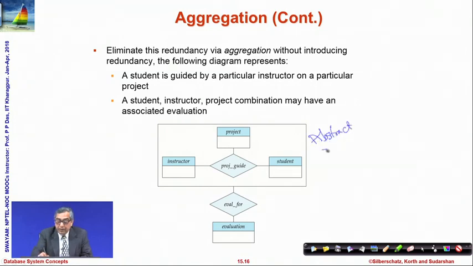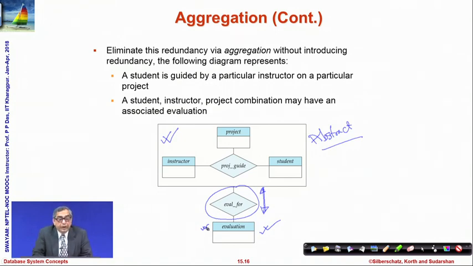So, this is the abstract project guide entity set, which is an abstract entity set, because it is actually a relationship, and that relates to eval for, which on the other side has the evaluation. So, what will happen is a student guided by a particular instructor on a particular project will feature in this abstract entity set, which relates the 3 entity sets, project, student and instructor. And if it has an evaluation, then through this relationship it will be represented and the evaluation value will exist.